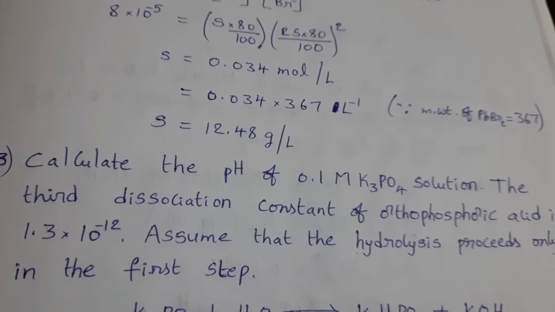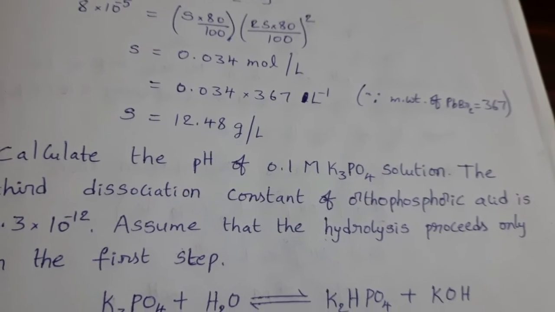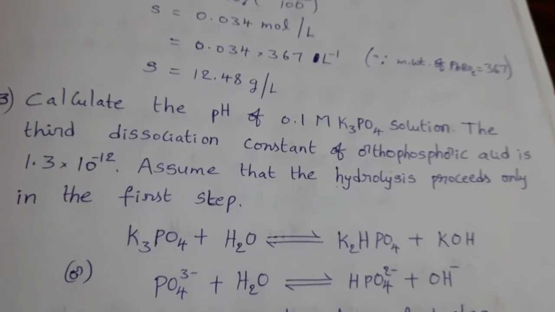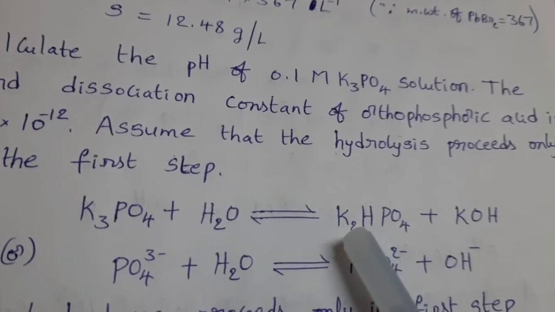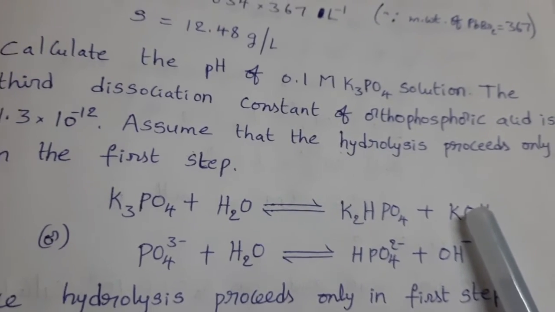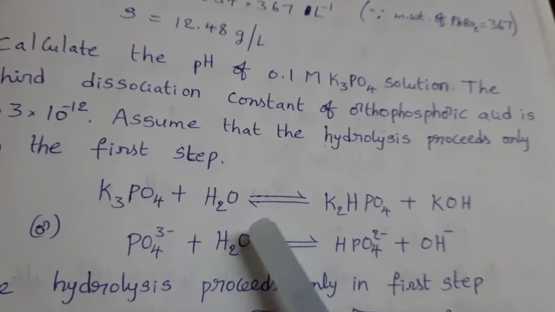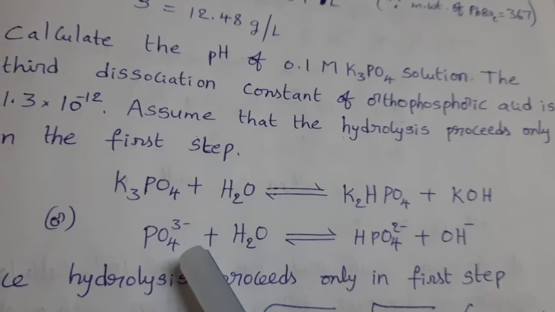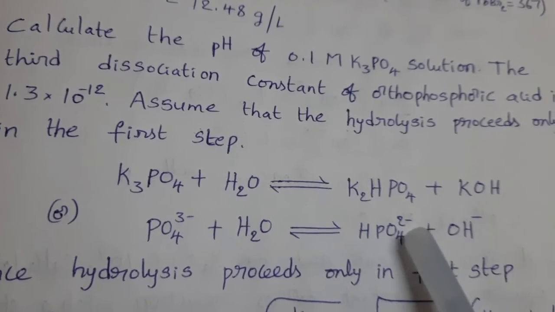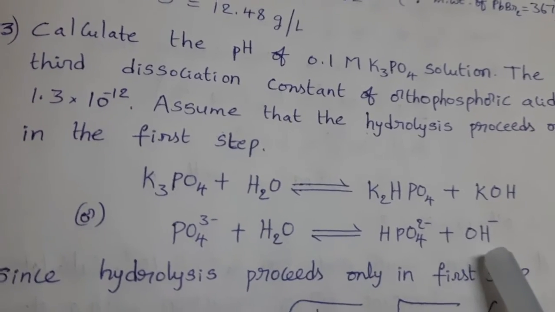So orthophosphoric acid formula is H3PO4. Now hydrolysis proceeds only in the first step. We have to consider this. See the answer. K3PO4 plus H2O gives rise to K2HPO4 plus KOH. That means one potassium atom is replaced by hydrogen, then we can get this one. The same equation we can write in this way also. PO4 3 minus plus H2O gives rise to HPO4 2 minus plus OH minus. By eliminating potassium ions, we can write it in this way also.